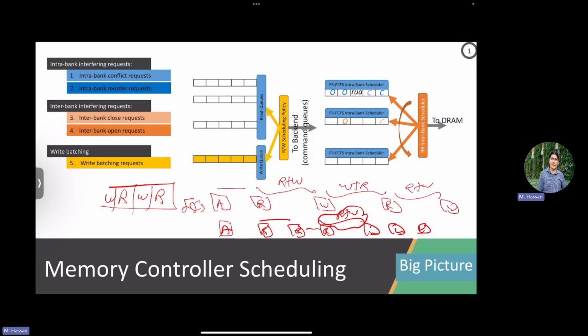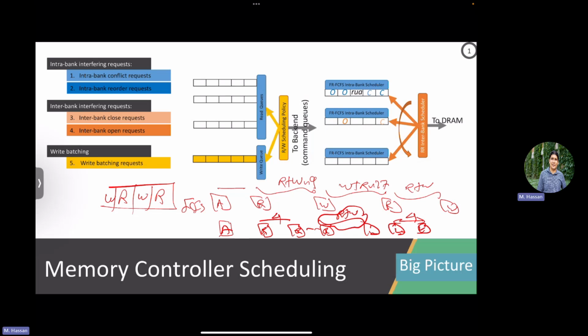Because I'll give you some numbers: write to write or read to read is usually 4 cycles, which is just your data bus transfer time. But this one, read to write, is usually 9 cycles, and this one is usually 27. It's very large, right? So there are very large numbers here.